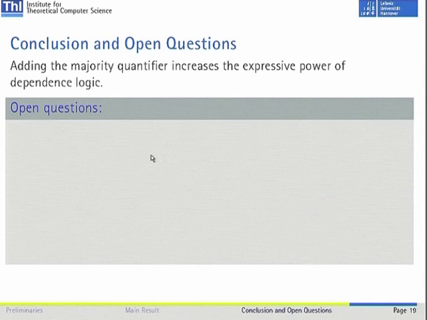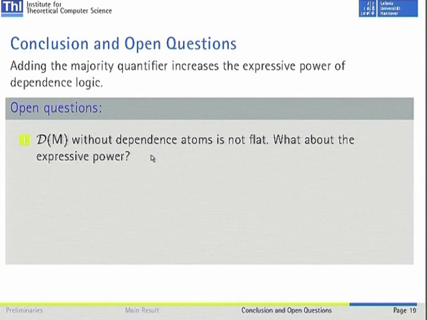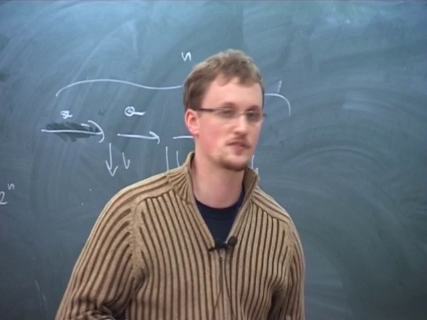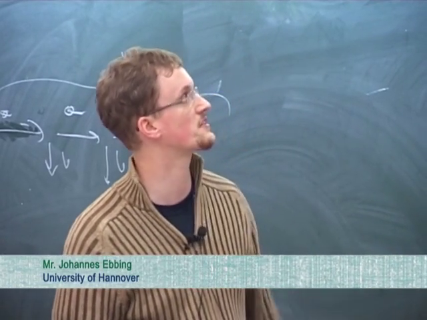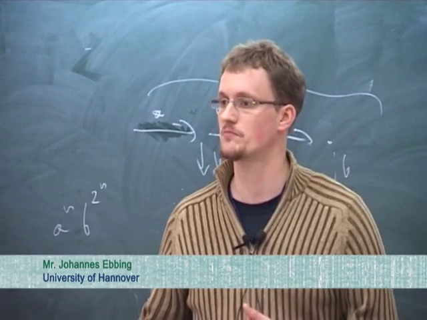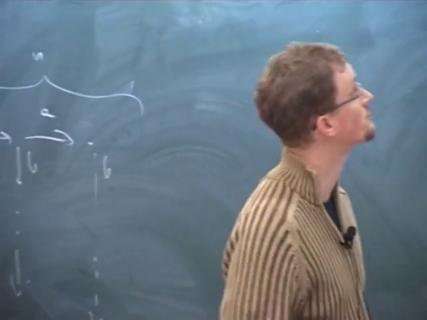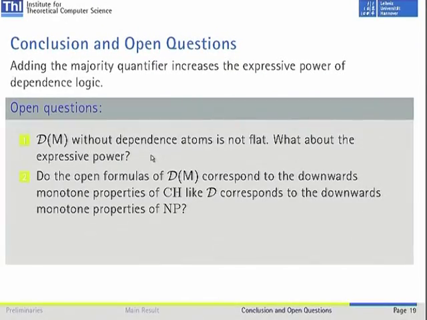And still there are several open questions. We have seen in the paper that dependence logic without dependence atoms is not flat. Flat means that everything that's true on singleton assignments is also true on the union of those singleton assignments. And dependence logic with a majority quantifier but without those dependence atoms is also not flat. So that's a kind of a first order majority logic, so to speak. And what about this expressive power? Do the open formulas of dependence logic with a majority quantifier correspond to the downwards monotone properties of the counting hierarchy?